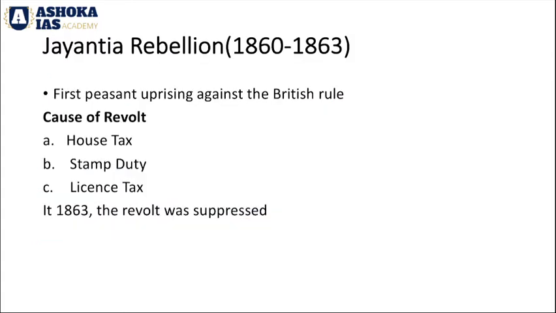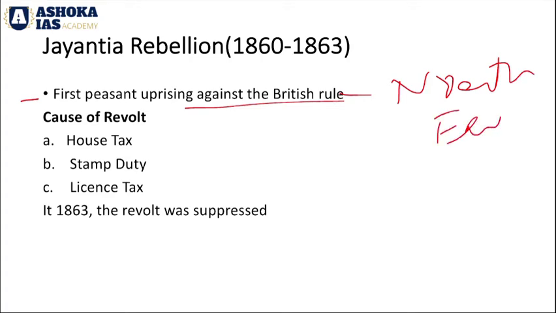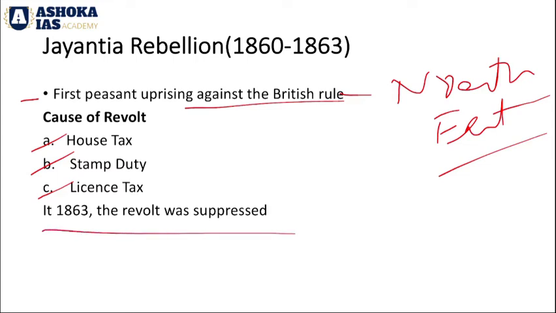Let us start with the first revolt, that is the Jayantia rebellion, which took place in 1860. The Jayantia rebellion was the first peasant uprising against the British rule in Northeast. The causes of the revolt were three additional taxes. In the Jayantia hills, the British had introduced three new taxes: house tax, stamp duty and license tax. The people revolted against those taxes. However, the revolt was suppressed in 1863.